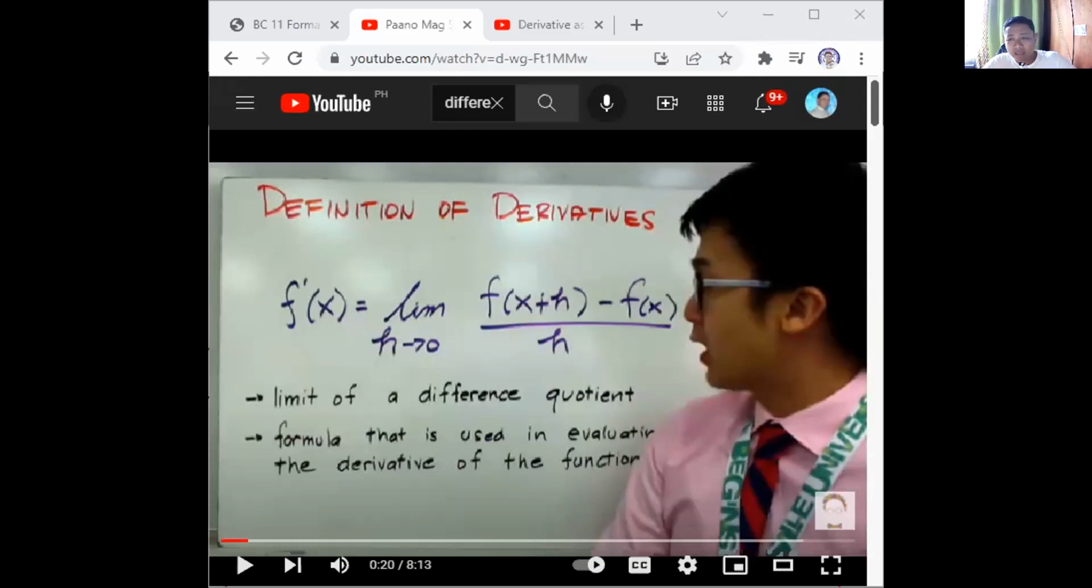We have this formula. When we say derivative, this is the limit of a difference quotient. And this is the formula that is used to evaluate the derivative of a function. When we say derivative, we are finding the slope of the tangent line to a certain curve. What's that? Let's have this as an example.